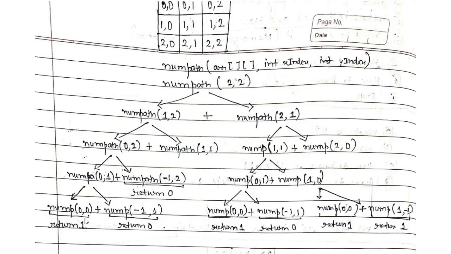And what does this numpy (0, 0) mean? This numpy (0, 0) means that I have reached my source index now, so I will be returning 1 over here. This one signifies that yes, I do have a path from (0, 0) to (0, 0), and hence I will be returning 1. And if I add these both, what would be my answer to numPath(0, 1)? It would be 1 again, because 1 plus 0 is 1.